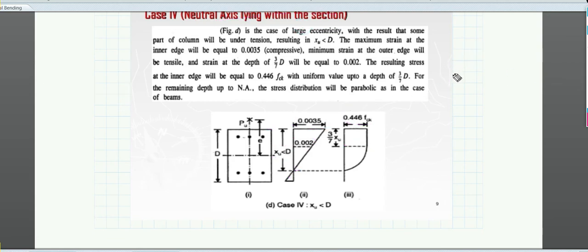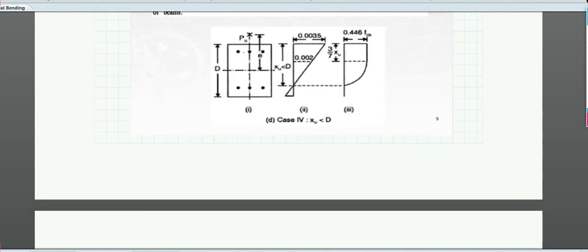So small theory questions you can expect from all these distributions, or what the stress distribution diagram is, or how the strain distribution diagram looks. These will basically help you to understand and to formulate the equations to solve the column problem, which is subjected to moment and axial force as well.